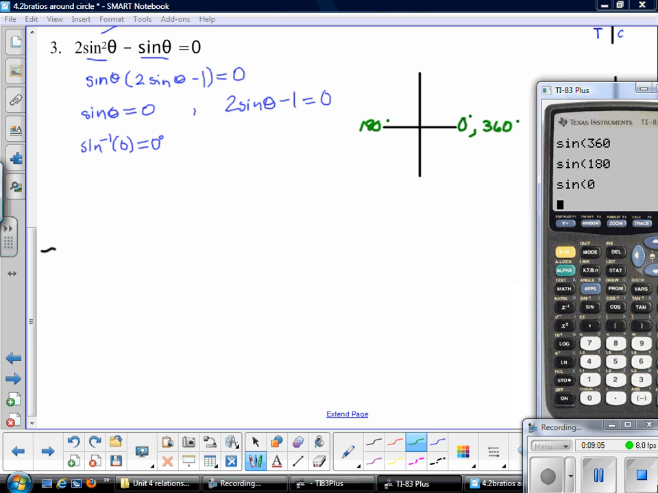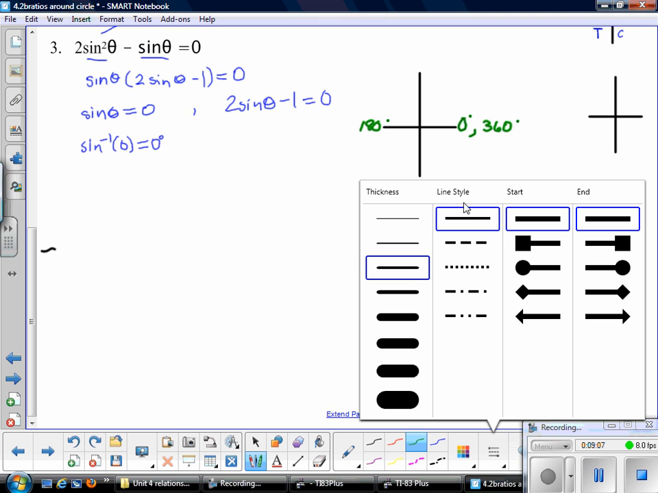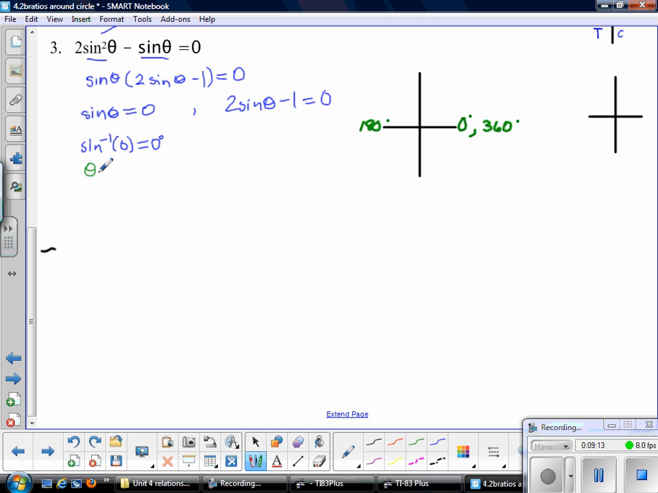So that's the first thing that we have to do. We had to do a little bit more thinking, so our calculator's not going to give us everything anymore. So our first theta for this equation is 0 degrees. Our second theta is 180, and our third one is 360.